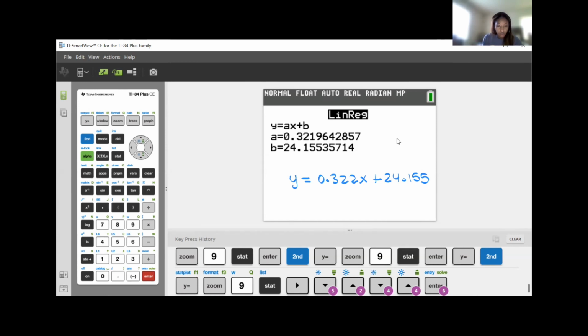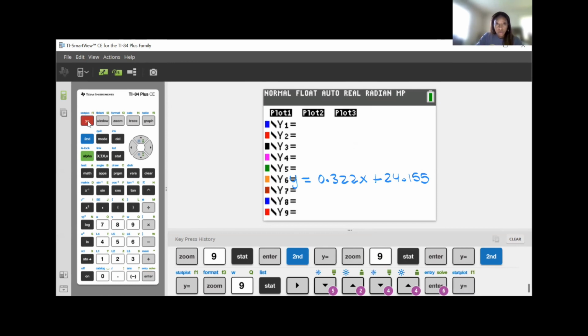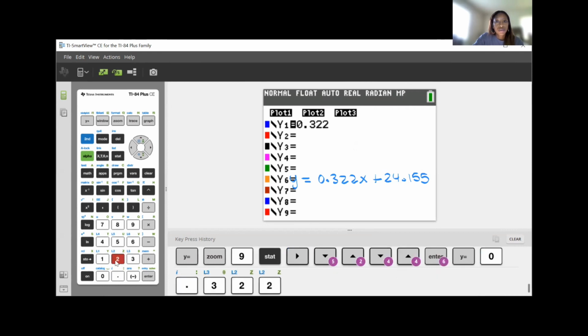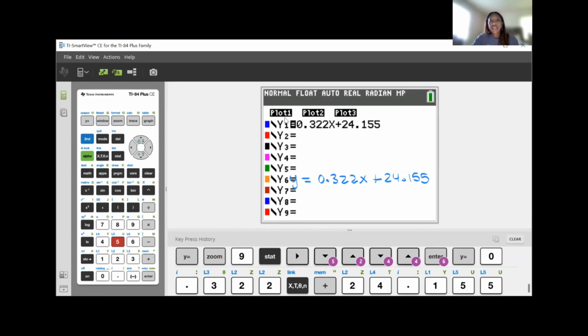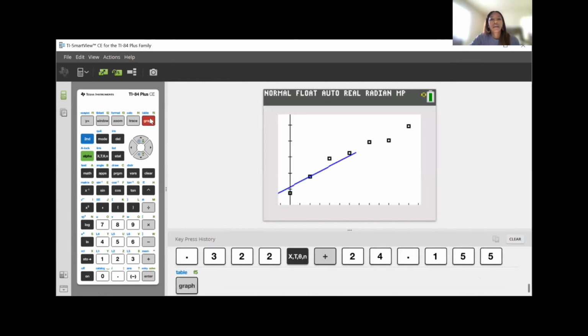All right, so under y equals, we're going to type in this line. Y equals 0.322x plus 24.155. We're going to graph this, and the scatter plot is still in there, so we'll graph it along with our scatter plot. And let me erase what I have here. Clear. All right. And then ta-da! That is what our graph looks like.